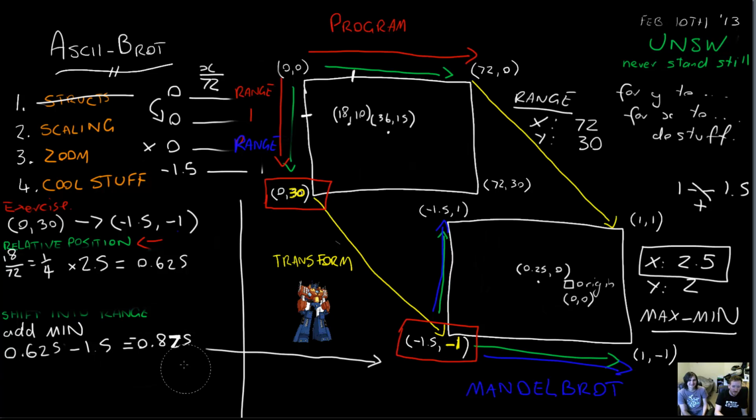Let's just rub that out so you don't see my horrendous mathematical error there. This is what happens when you do too much. This is why we can't have nice things. So that there is our correct x coordinate.